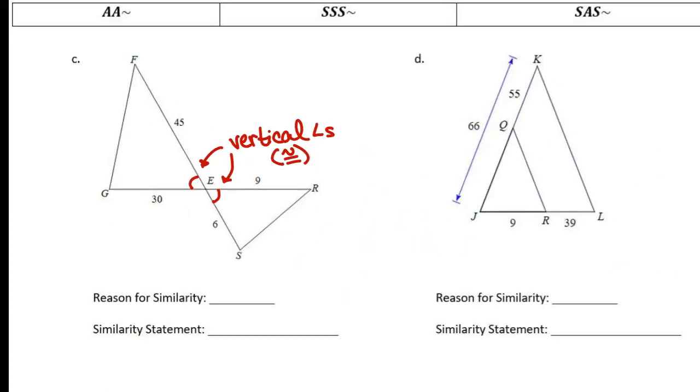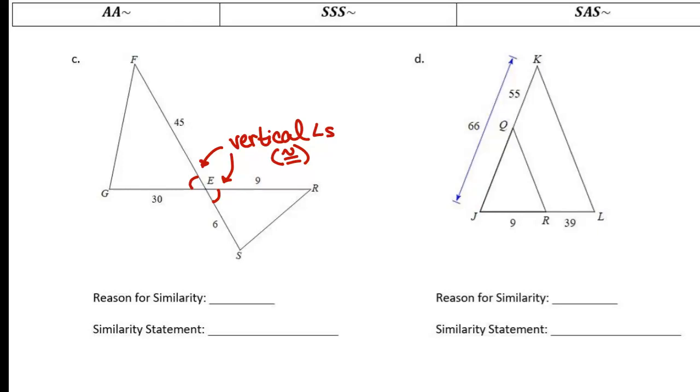Can I mark anything else? Do we know about anything being parallel? No. There's nothing else I'm allowed to mark. They don't have any shared sides. I don't have a reflexive property happening here. We just have those vertical angles. That's all I've got.